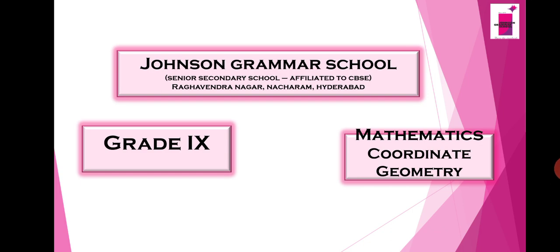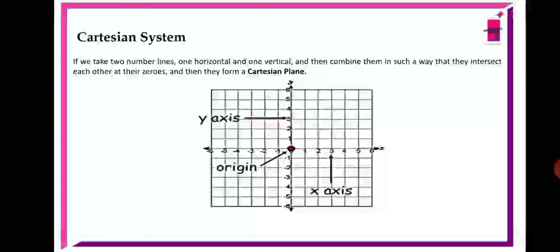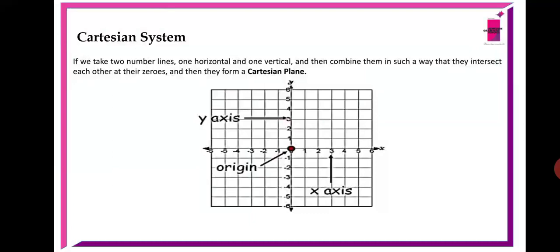Today we are going to discuss coordinate geometry, chapter 3 of grade 9. We'll have a quick, brief introduction of this chapter. So, the Cartesian system. First of all, if you want to know what coordinate geometry is, it's based on the Cartesian system. That's why it is also called Cartesian geometry or analytical geometry.